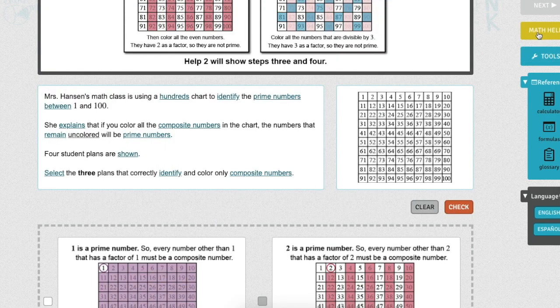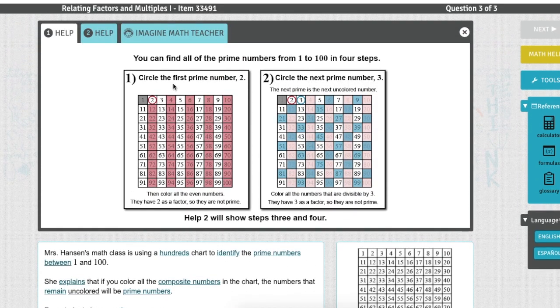If you're still not getting it, please use the math help. The math help is very helpful. You can find all the prime numbers from 1 to 100 in 4 steps. Okay? Number 1, circle the first prime number, 2. Okay? Then color in all the even numbers because 2 is a factor of any even number.